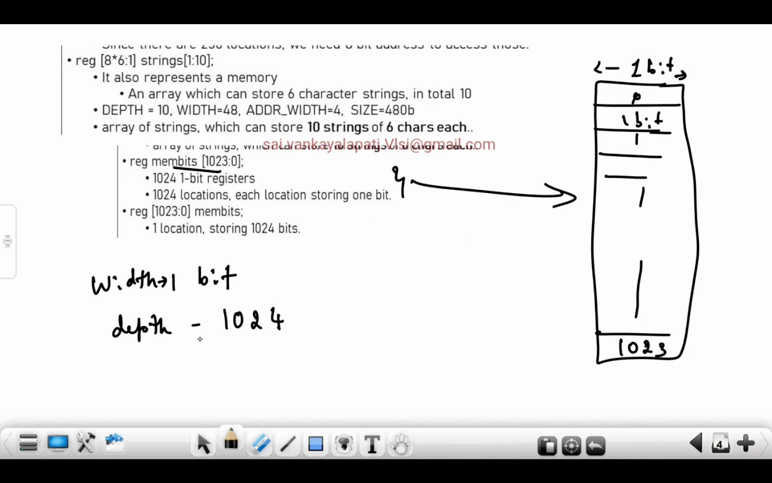Right? Then what is the address width for this? What is the address? 2 power address width, right? So 1024 is equal to 2 power address width. What is the address width here? 10. Correct? What is 2 power 10? 2 power 10 is nothing but 1024. You can understand.